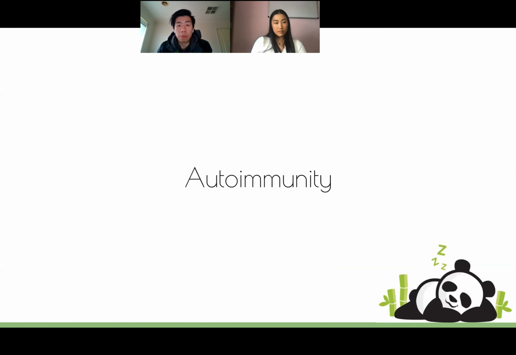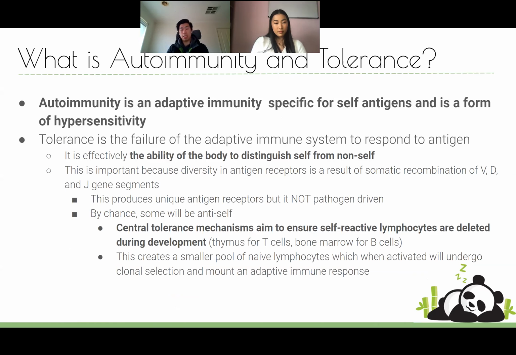Okay, and autoimmunity. So autoimmunity is an adaptive immunity specific for self-antigens in the form of hypersensitivity. Tolerance is a normal concept in your body, and it's basically the idea that your body can tell what's normal and what's not normal.